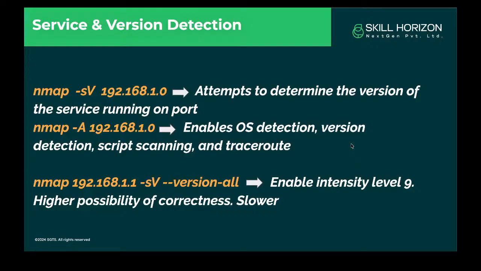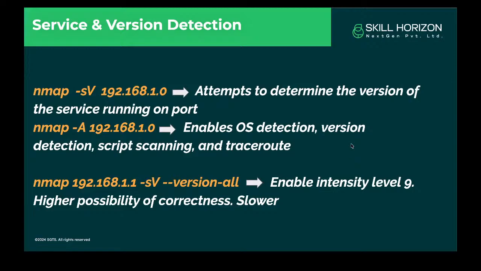If you do not want to include -A, then separately you can use the options for OS detection, version detection, script scanning and traceroute. There are different flags available for performing those four things. But if you want to perform all of them using a single option, then the aggressive scan will be used, and the option is -A. Then there is another version of -sV. If you use -sV space --version-all, it will increase the intensity level to 9.